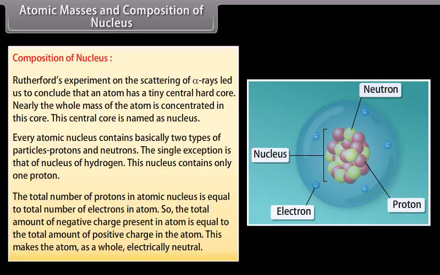The total number of protons in atomic nucleus is equal to total number of electrons in atom. So, the total amount of negative charge present in atom is equal to the total amount of positive charge in the atom. This makes the atom, as a whole, electrically neutral.